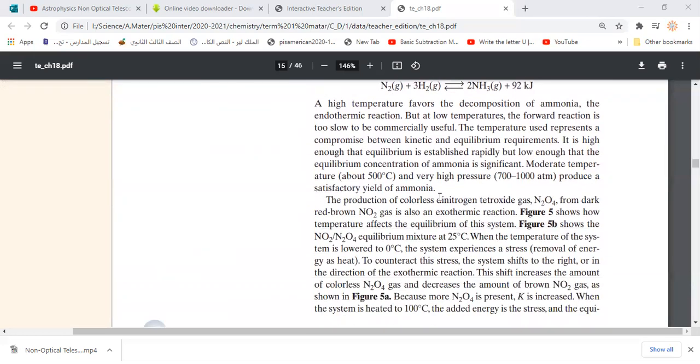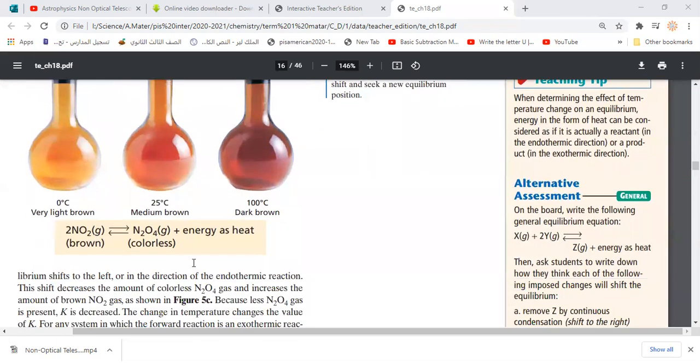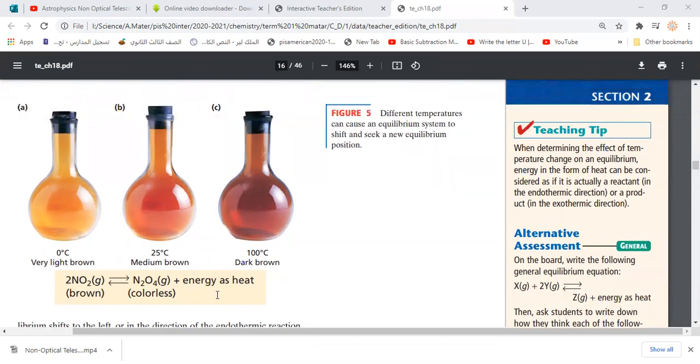You could also find in this reaction that nitrogen dioxide decomposes into dinitrogen tetraoxide, and energy is released as heat here. As you can see, this one, its color is brown, while this one is colorless. So what happens in that case?